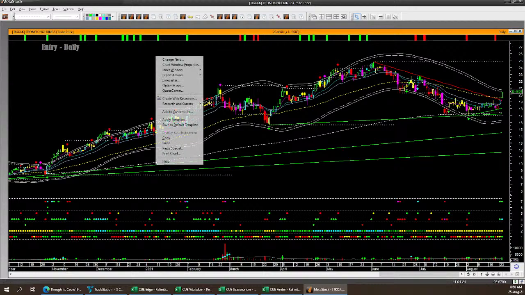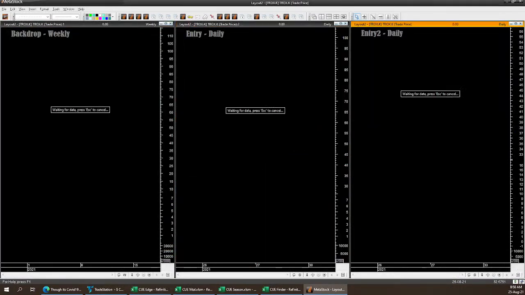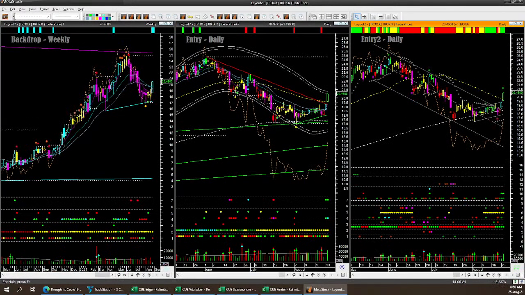TROX. Here the breakout is a very clear breakout. Let's open it with the weekly daily template. Very nice. Weekly has a beautiful swing low. After this long downtrend, this is the first week the backdrop color turned bullish with a bullish shape.